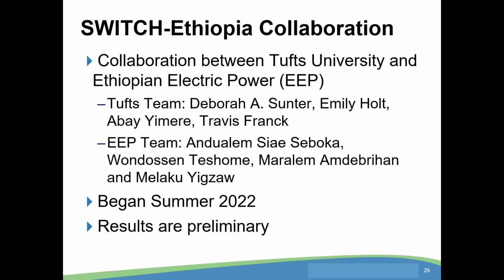The Switch Ethiopia collaboration began this past summer after Dr. Sunter's invitation for collaboration at the Summer Climate Academy. Leaders from the Ethiopia Electric Power Team reached out and have been enthusiastic partners in developing Ethiopia's Switch since. Without their data on Ethiopian power grids and their critical guidance developing the core model, this collaboration and this presentation here at the COP would not be possible. Though these initial results we're sharing today are already providing valuable insights, we emphasize that these results are preliminary and require further refinement as we continue running our experiments.